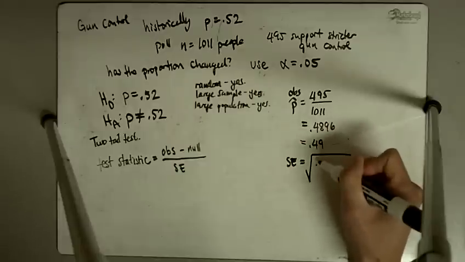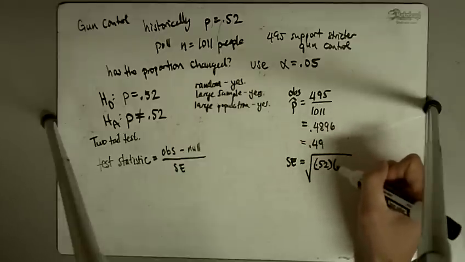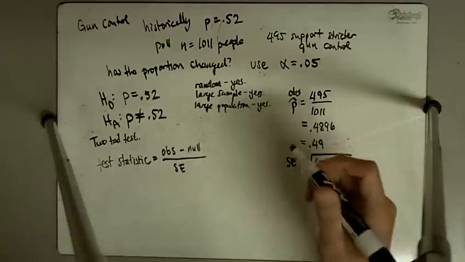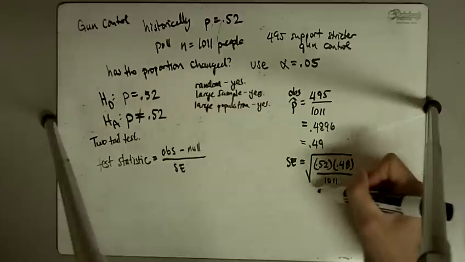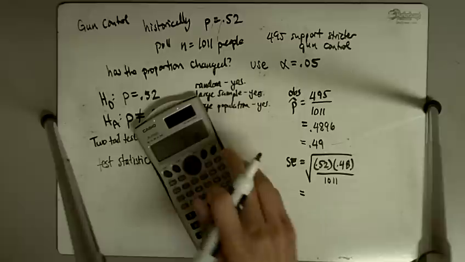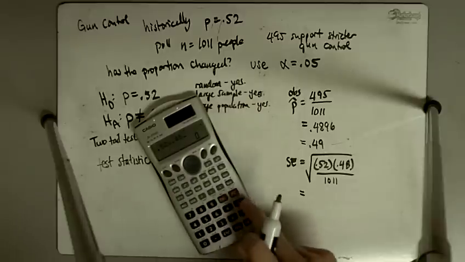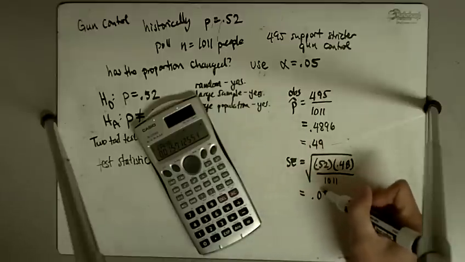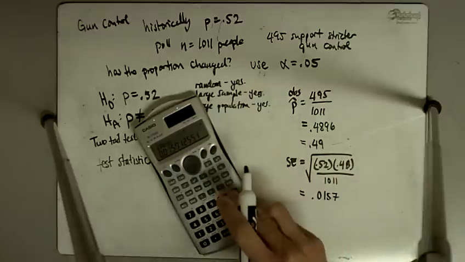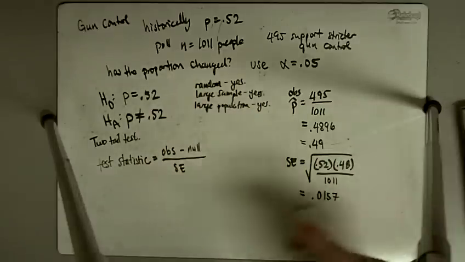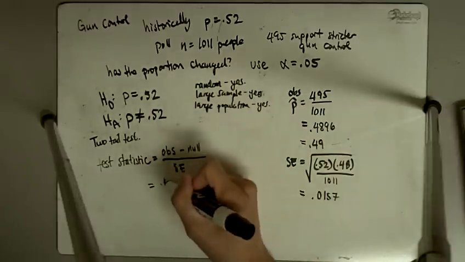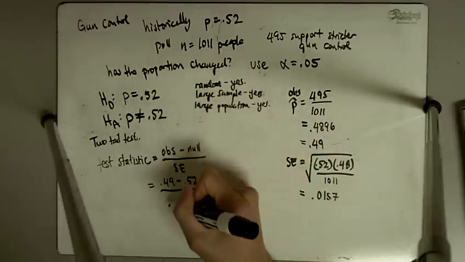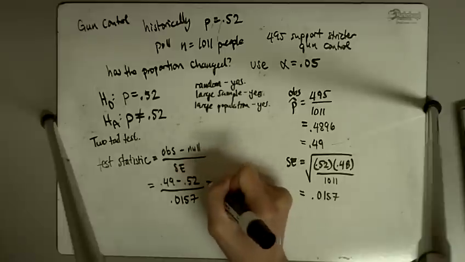this is going to be the square root of 0.52 times 1 minus 0.52, which gives me 0.48, divided by n, which is 1,011 people. So my standard error, 0.52 times 0.48 divided by 1,011, take the square root of that, and here I have 0.0157. I'm going to keep the decimals there. So my test statistic is what I observed, 0.49, minus my null, 0.52, divided by my standard error, 0.0157.